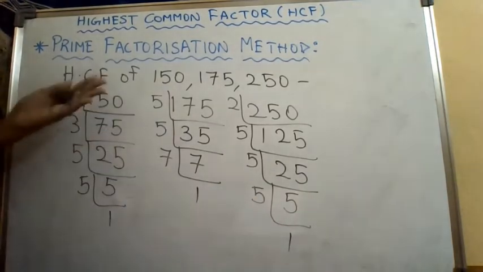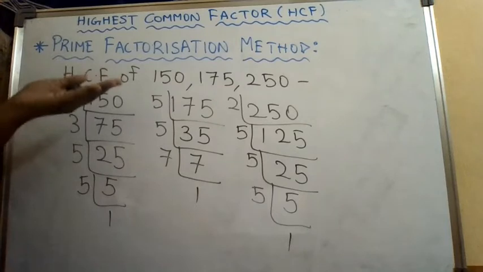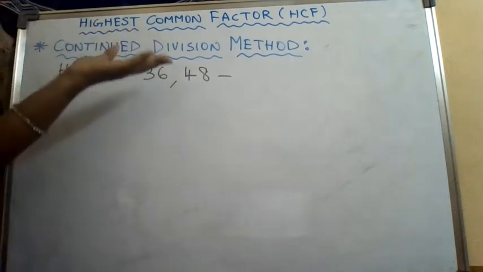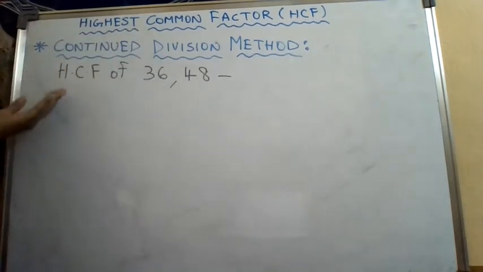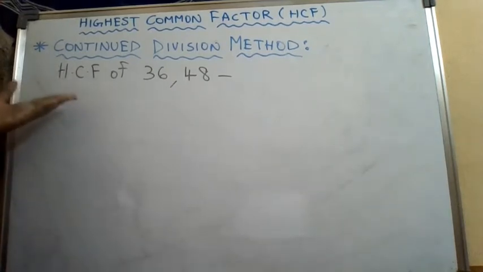So now you got the prime factorization of 150, 175 and 125. So this is the third method, which is called the continued division method. It is a method where you can find the HCF of 2 numbers, 3 numbers, 4 numbers, or however many numbers they give you. This is one of the easiest methods which you can follow.